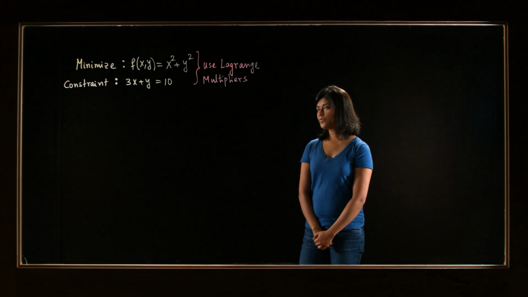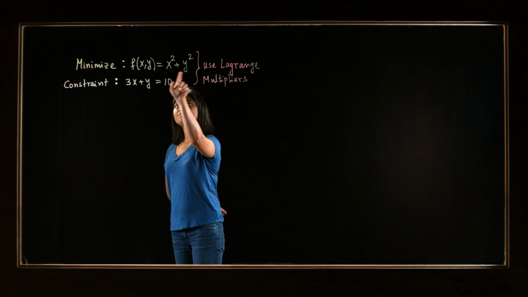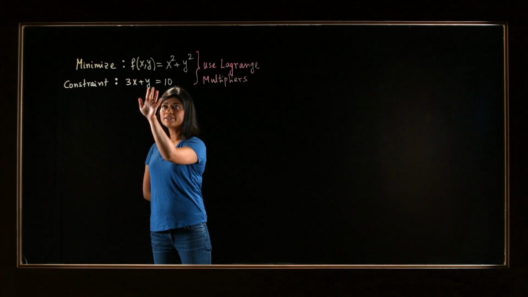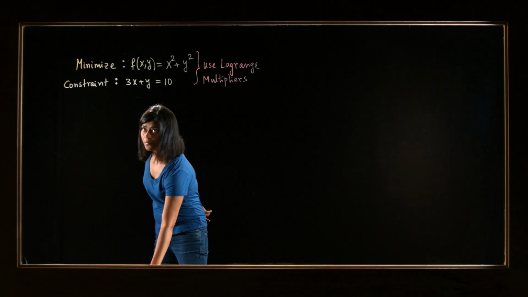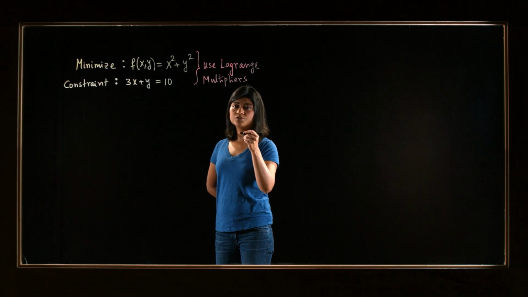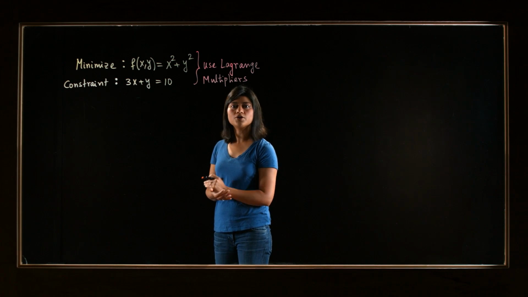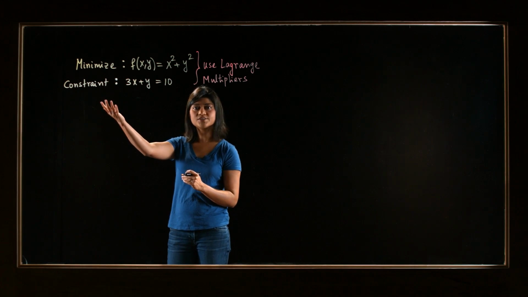In this problem, we have to use a Lagrange multiplier to minimize this function f, x squared plus y squared, subject to the constraint 3x plus y equals 10. Now, to minimize a function, we need to find critical numbers, and in order to do that, we have to compute the partial derivatives. But we have a constraint here that we have to consider as well.